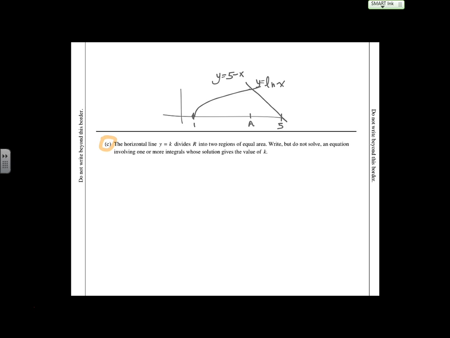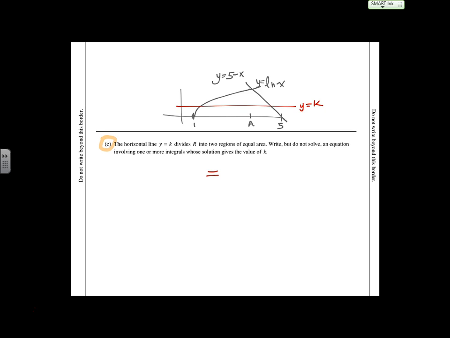Horizontal line, where? Somewhere. So just put a horizontal line. The horizontal line divides R into 2 regions of equal area, but we do not solve an equation. So 2 regions of equal area. So I need to set something equal, right?